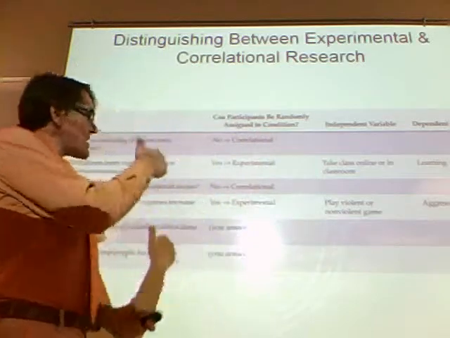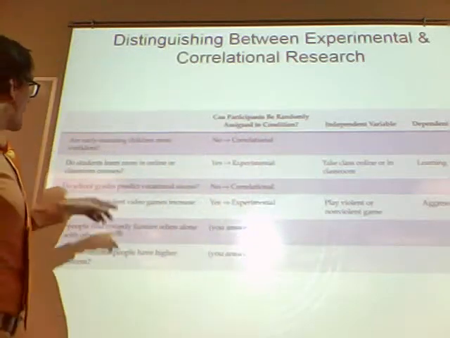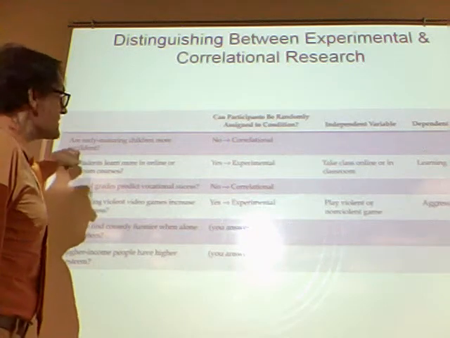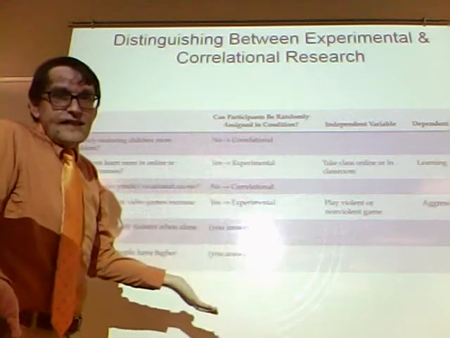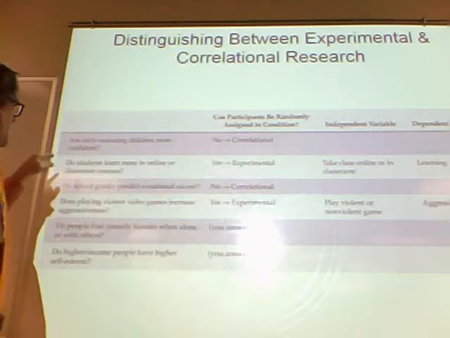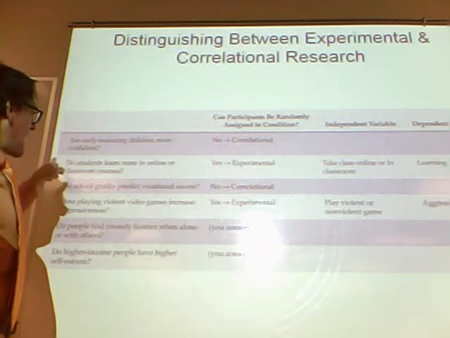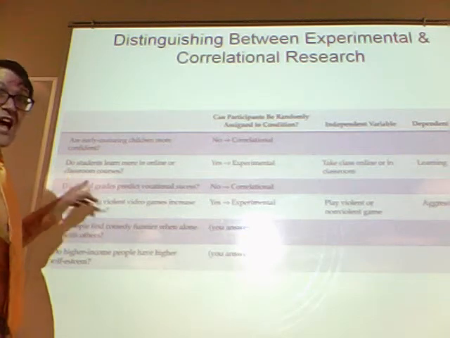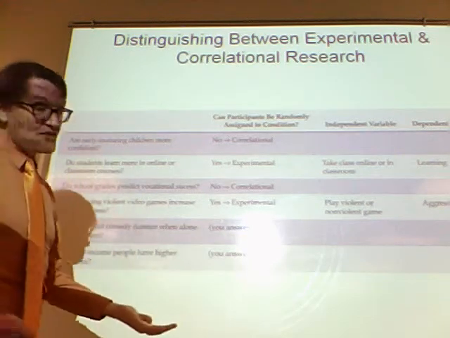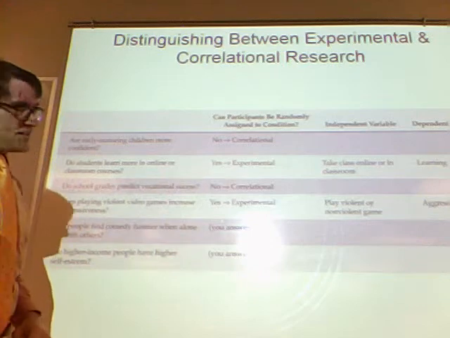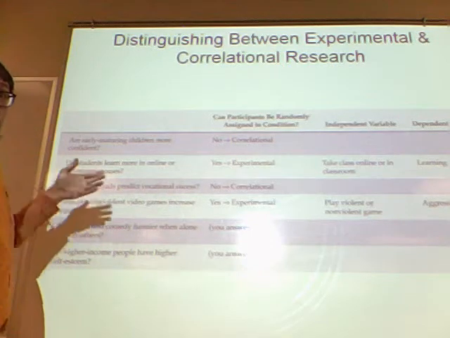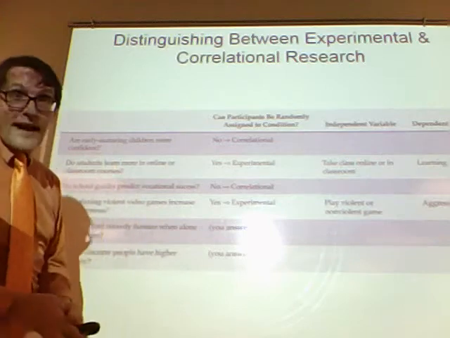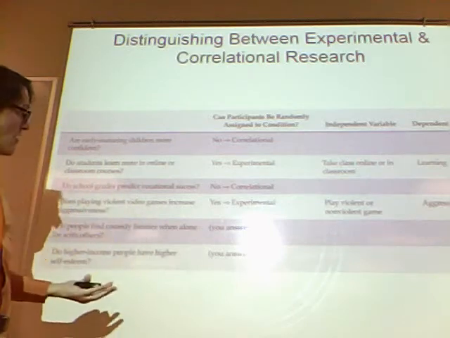So here's a couple of research questions. Are early maturing children more confident? That cannot be done as an experiment because you can't manipulate their age. Do students learn more in online or classroom courses? You can randomly assign students, so yes, it can be experimental. Do school grades predict vocational success? You can't manipulate school grades. They are what they are.